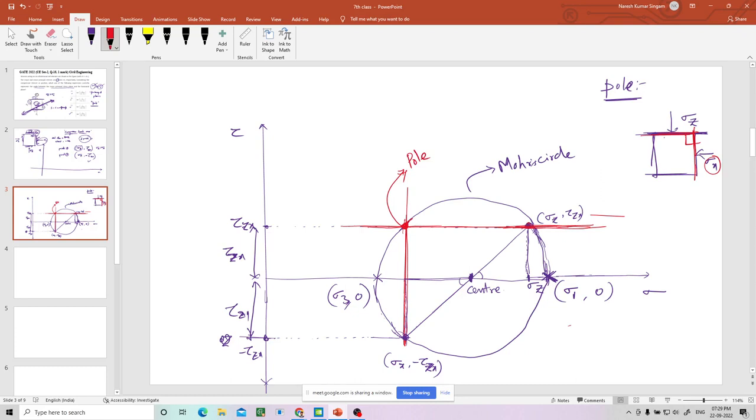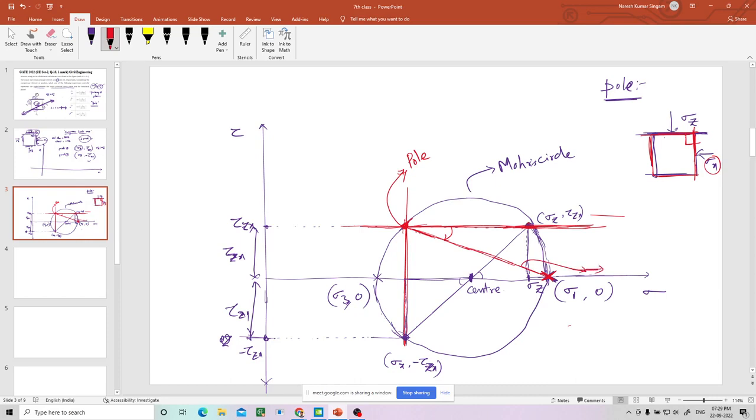So the pole concept is used to know the angles of any plane. Suppose this is sigma 1, right? If you connect the pole and sigma 1 with respect to the given element, this is the angle between the horizontal plane and the major principal plane. So what is this line? This line connects the pole and the major principal stress. That means this is the major plane. That is the concept of pole.